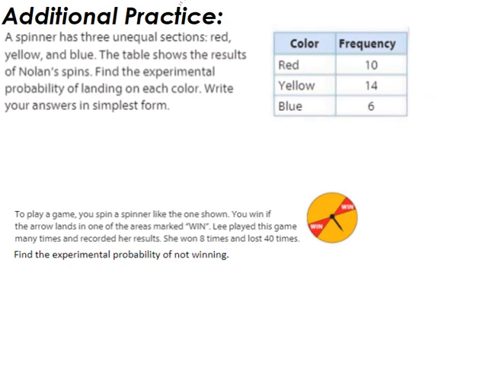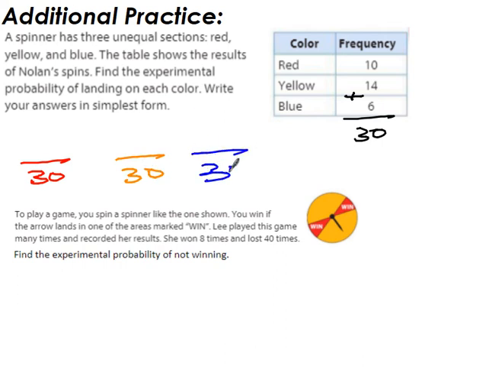Okay. So first we have to figure out the total number of trials. So I have to figure out, well, what are my total amount of trials? I got to add all these up. 10 plus 14 is 24 plus 6. There are 30 trials total. So I know my denominator for red is 30. I know my denominator for yellow is 30. And I know my denominator for blue is 30. Because that's how many trials there were total.